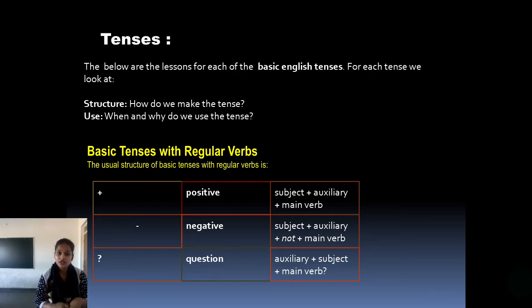Then when we make a question, first we will use the auxiliary: am/are, has, have, was, were, etc., according to the tense. Then plus the subject the question is about. Then plus main verb, the action we are doing, and then a question mark.